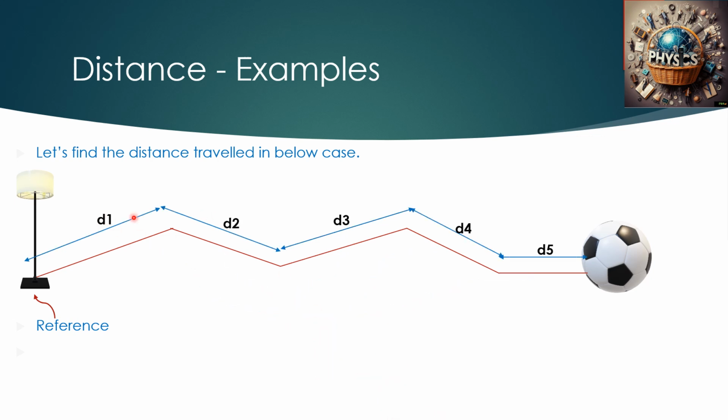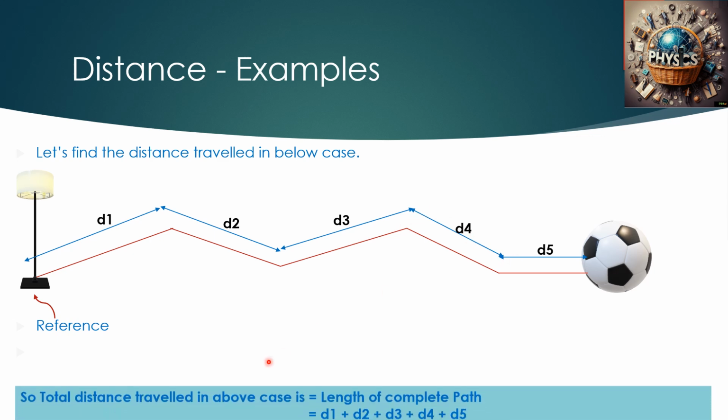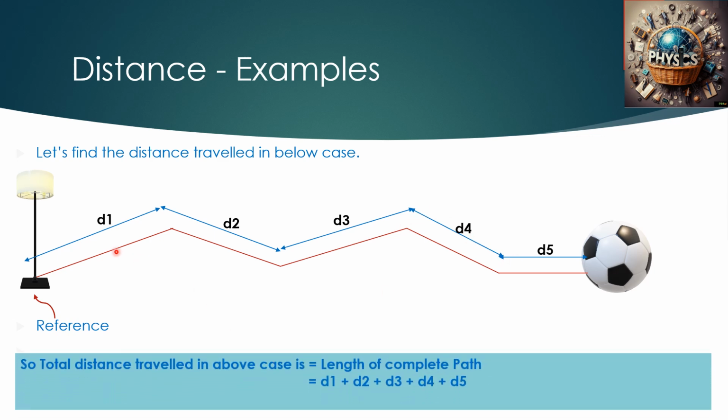If D1, D2, D3, D4, and D5 are the different distances that it has covered across the different trajectory, then the total distance traveled in this case will be nothing but equal to the length of the total distances it has covered across the different paths, or the total path of the trajectory in this case. So it will be D1 plus D2 plus D3 plus D4 plus D5, as simple as that.